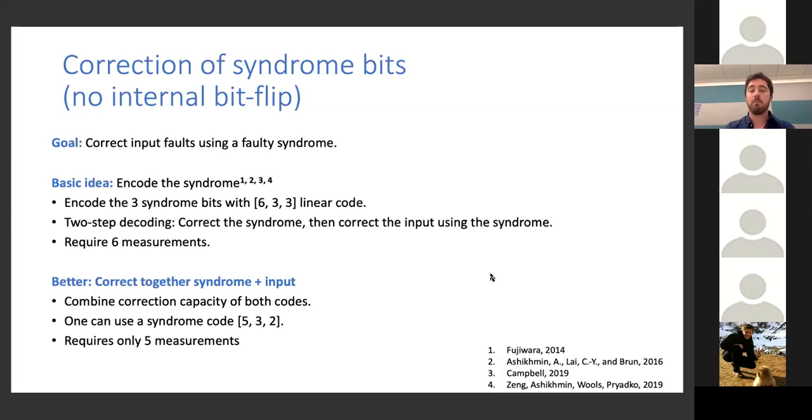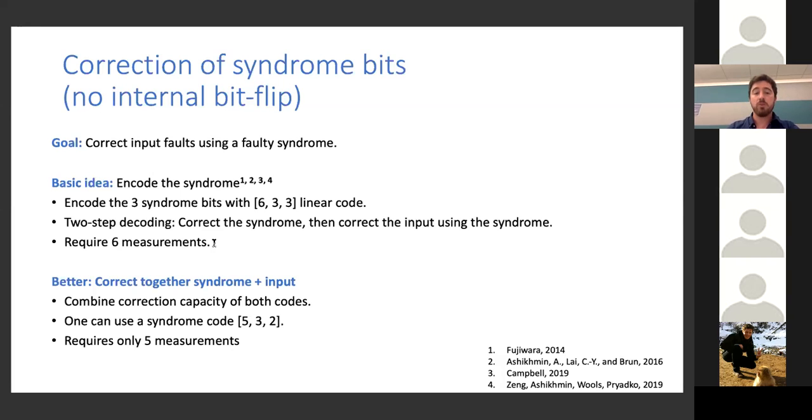So you have 3 syndrome bits. You can encode them with a linear code with distance 3, which encodes the 3 syndrome bits into 6 bits. Any single bit flip in the syndrome can be corrected using this encoding of the syndrome. So now you decode in two steps. First, you correct the syndrome. Then you use this corrected syndrome to correct the data. Here you have 6 measurements. This kind of scheme works, but this two-step decoder is not optimal.